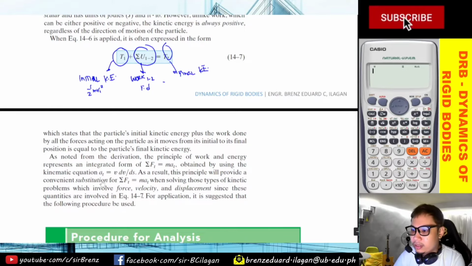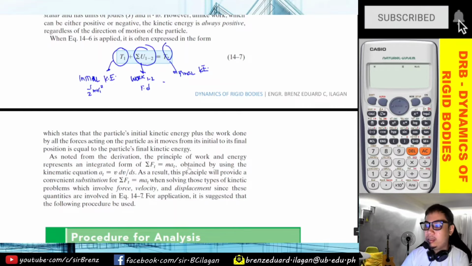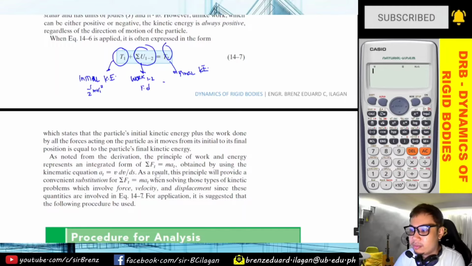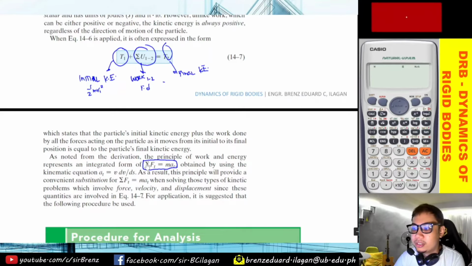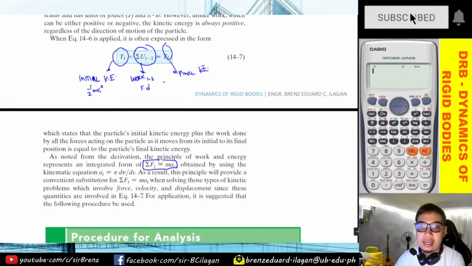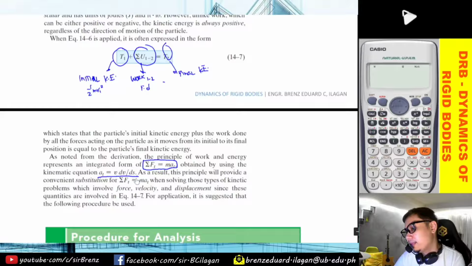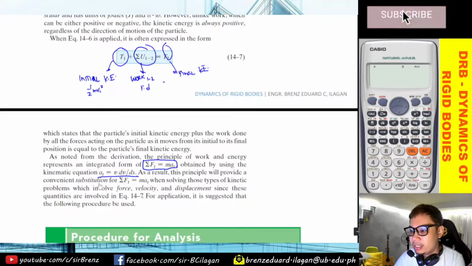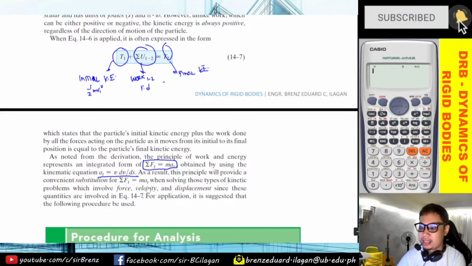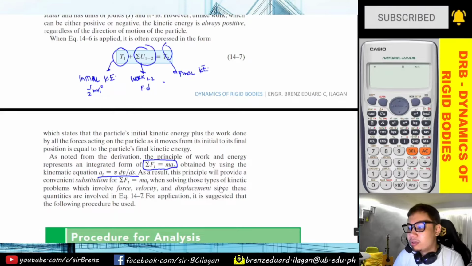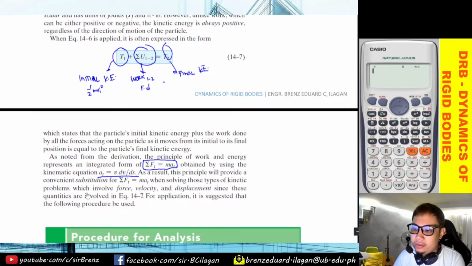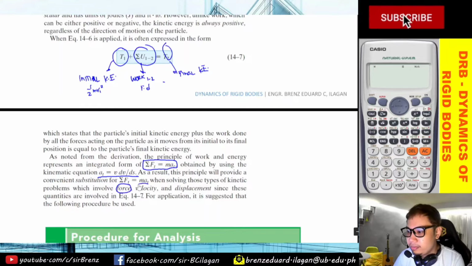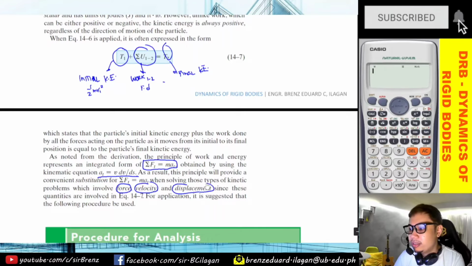Ayan. So, as noted from the derivation, the principle of work and energy represents an integrated form. So, dito nagsimula lahat, nung in-integral natin yung kanyang form na summation of force in the tangential direction is equals to mass times the tangential acceleration, obtained by using the kinematic equation v dv over ds is equals to tangential acceleration. As a result, this principle will provide a convenient substitution for summation of F sub t is equals to mass times tangential acceleration when solving those types of kinetic problem which involve force, velocity, and displacement.